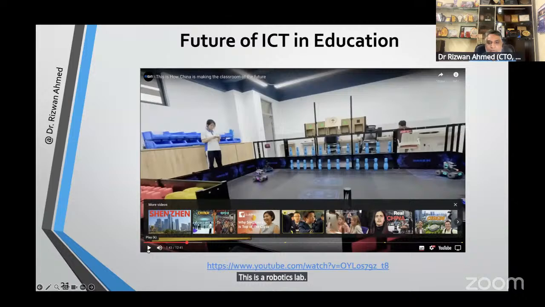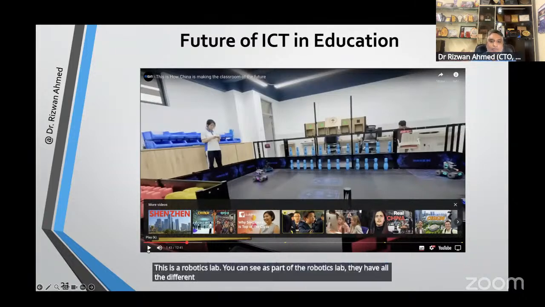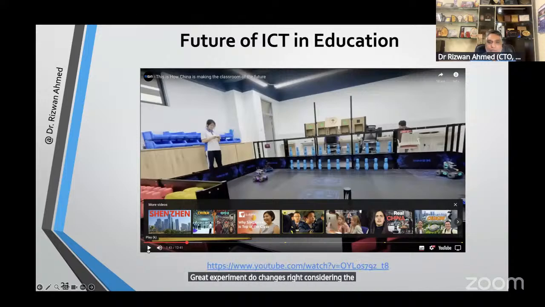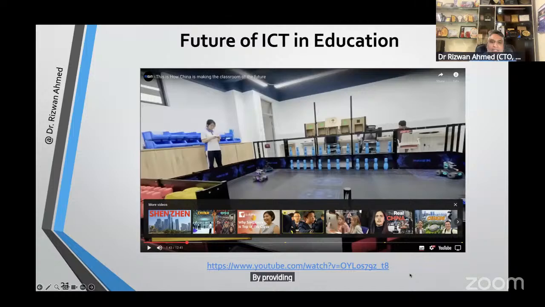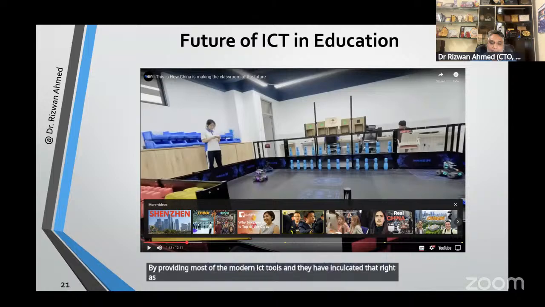You can see as part of the robotics lab, they have all the different types of tools, they can innovate, experiment, do changes, right? Considering the different use cases which are out there. So again, in interest of time, I'm just skipping this video. It's about 12.5 minutes. They have showcased how they have completely transformed the complete learning process, by providing most of the modern ICT tools, and they have inculcated that as part of their complete education process.